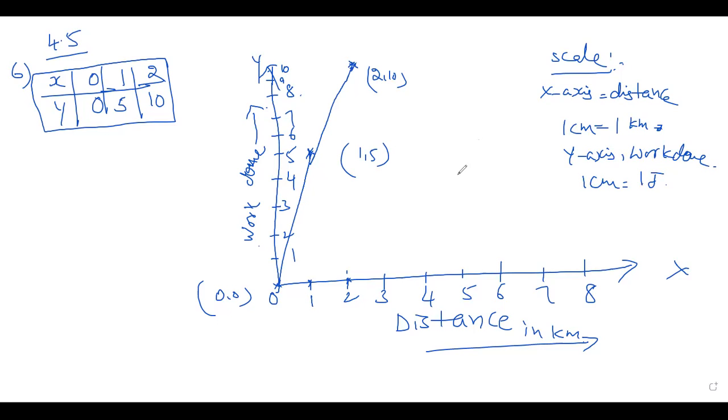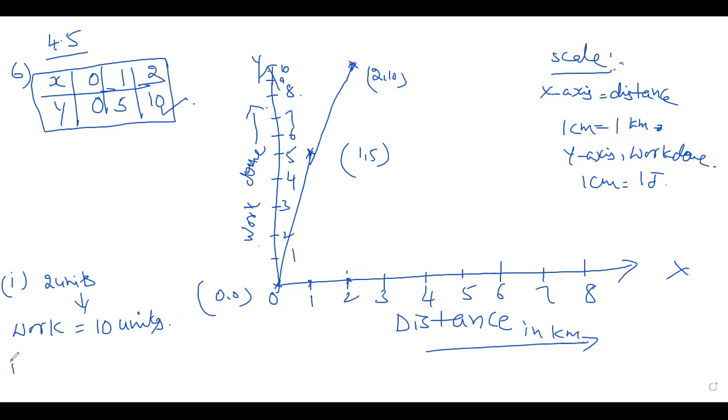And you have to answer, we have 2 questions here, children. So you have to write for the first one, when the distance traveled is 2 units, what is the answer here? It is 10, right? y means we had taken work done. So it is 10 units.